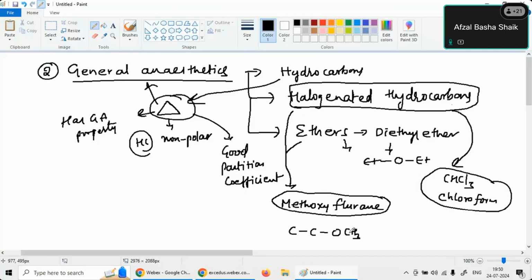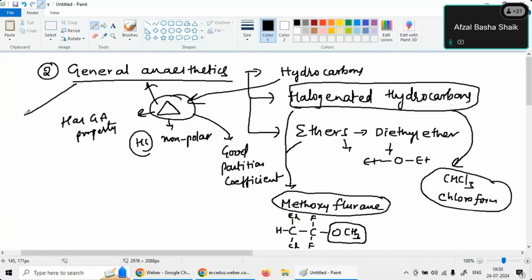Yes. And it has two fluorine atoms and two chlorine atoms. This is the structure of what? Methoxyflurane, which has a methoxy group, as well as, as I told, halogenated hydrocarbons.